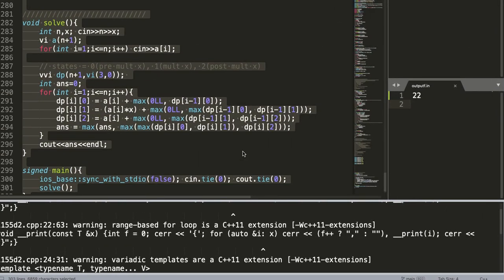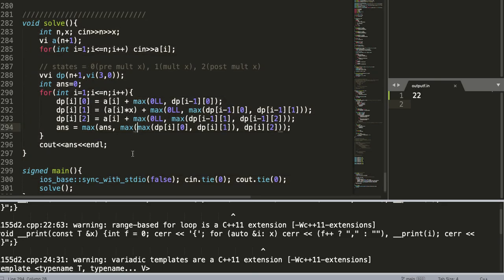Looking at the code is very simple, just this long and exactly what I just described.